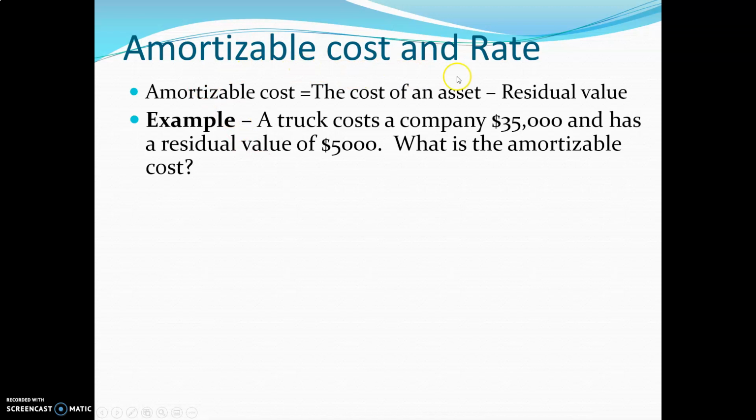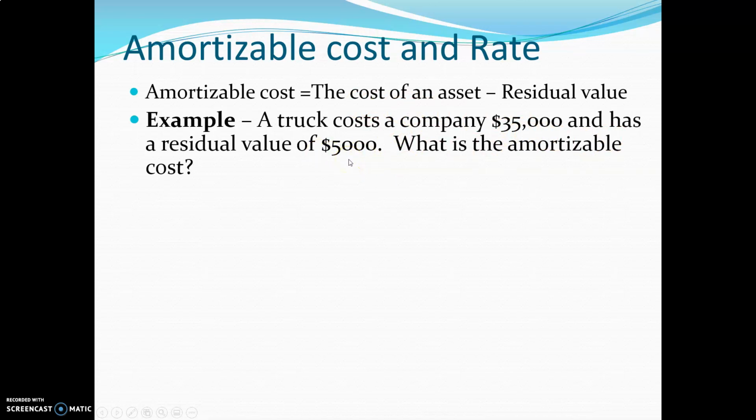Amortization, amortizable cost and rate. In this case, we're going to take a look at a flat rate or straight line balance. Amortizable cost is the cost of the asset minus the residual value. That's whatever we expect to get at the end of it. A truck costs a company $35,000 and has a residual value of $5,000. What's the amortizable cost? Well, it's going to be the cost of the asset, $35,000, minus the residual value, $5,000.